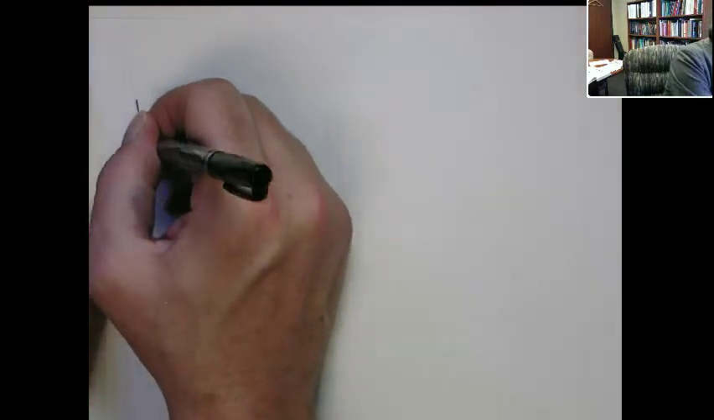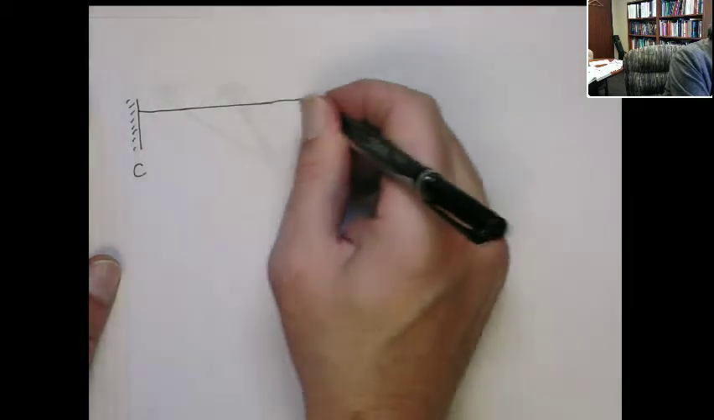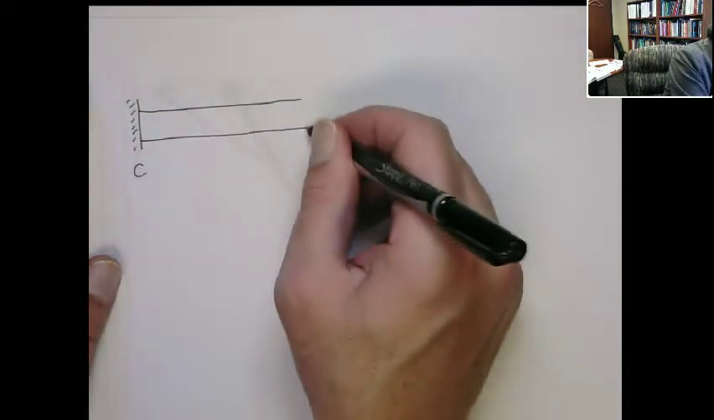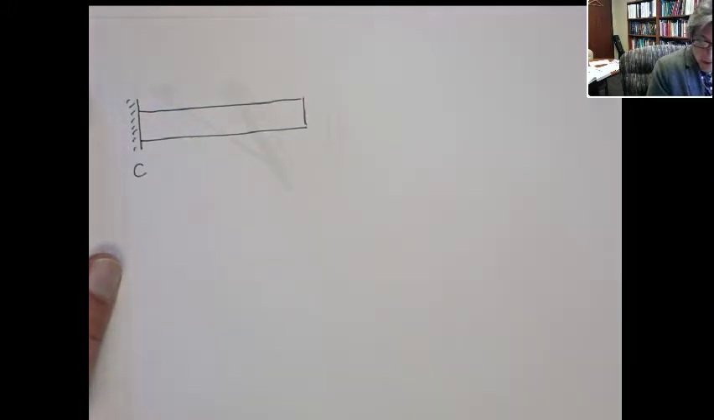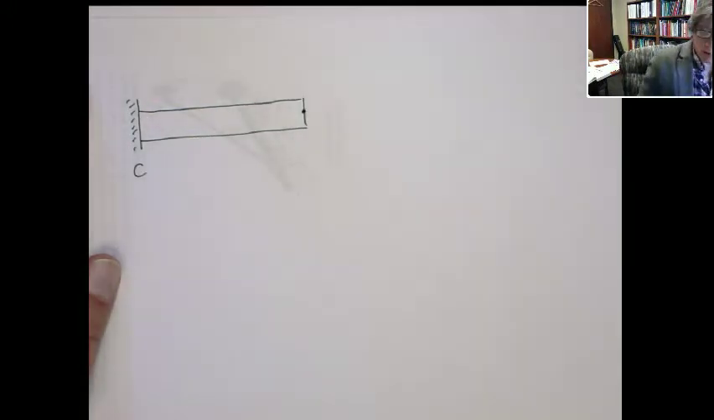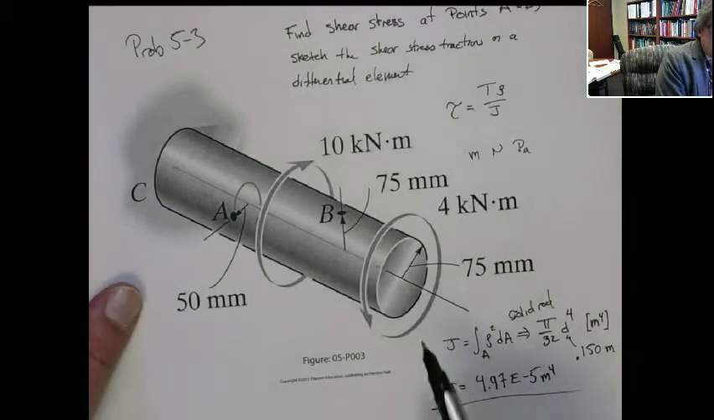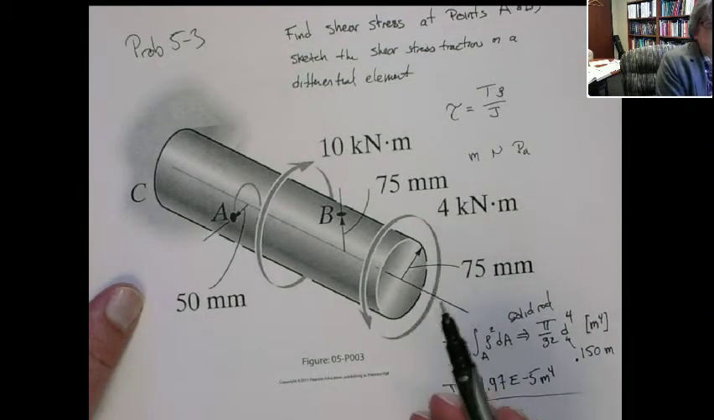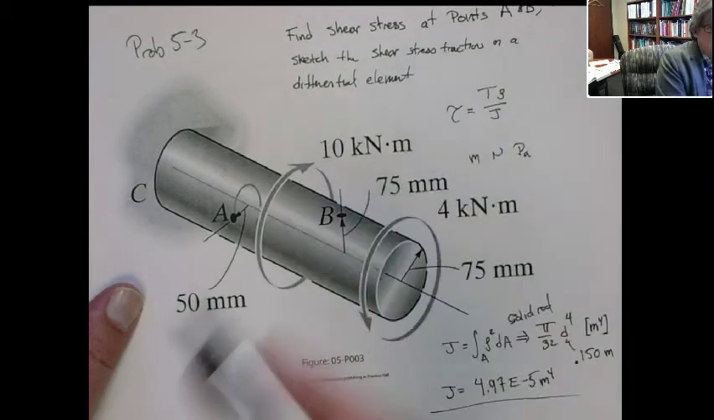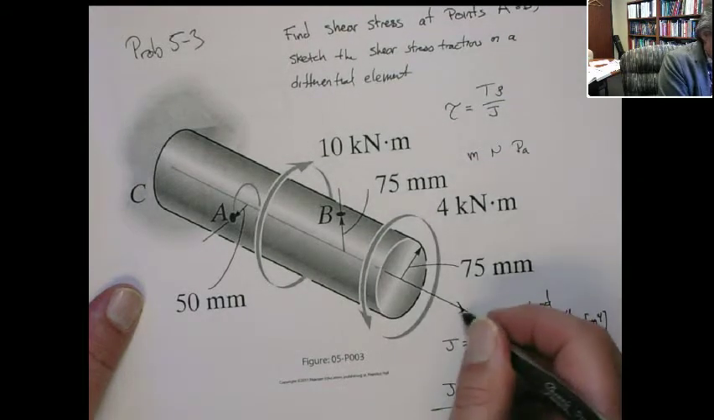So here's the fixed edge. That's what's called C. All right? Here's the rod. At this point here, the very end point, that's where we have the 4 kilonewton meter torque going in a counterclockwise manner around what's called this x-axis.